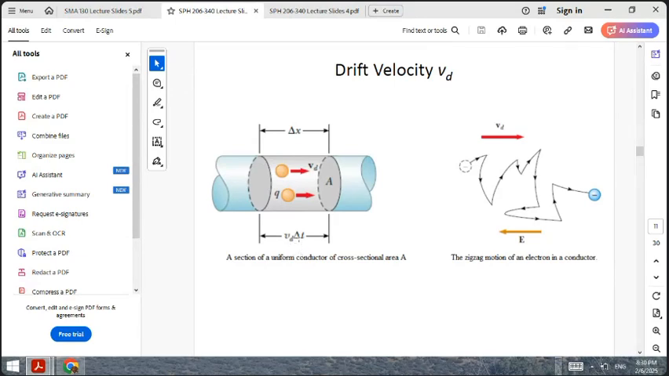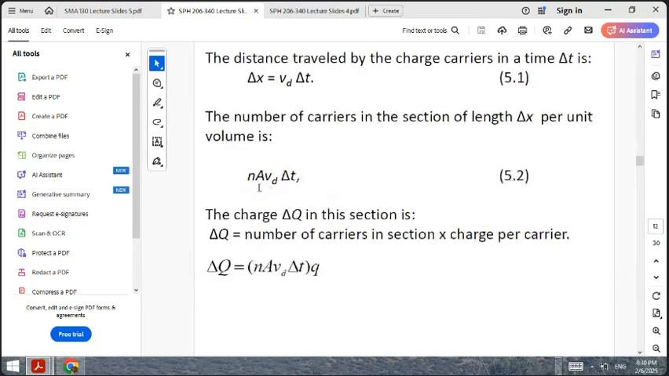The volume of that small element is area times delta x, and we know delta x is v d delta t. So to get the volume of this small cylinder, I multiply v delta t with A, and that is where we are having this.